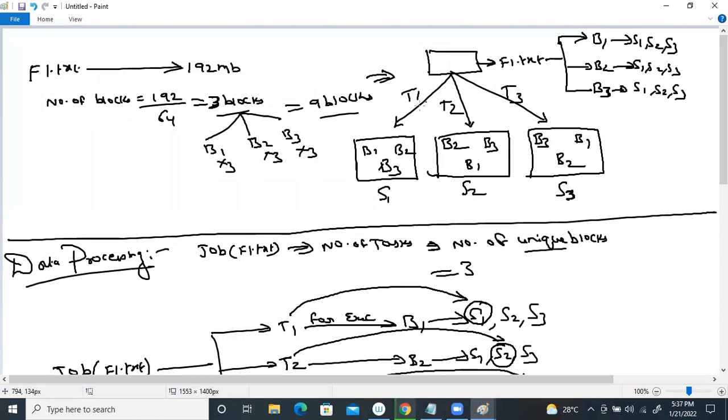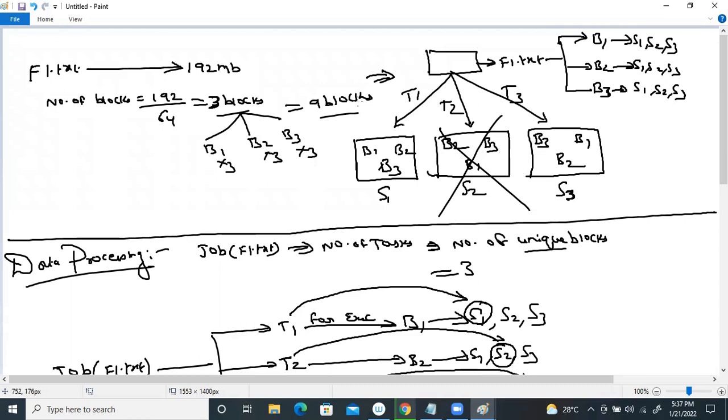Okay. So when the three tasks T1, T2, T3 are executing on the three slaves S1, S2, S3, suddenly if slave S2 goes down, do you think the data is lost? The T2 task is for executing the B2 block, right? Still the B2 is available. The B2 block is available in S1 and S3, right? There is no data loss here.